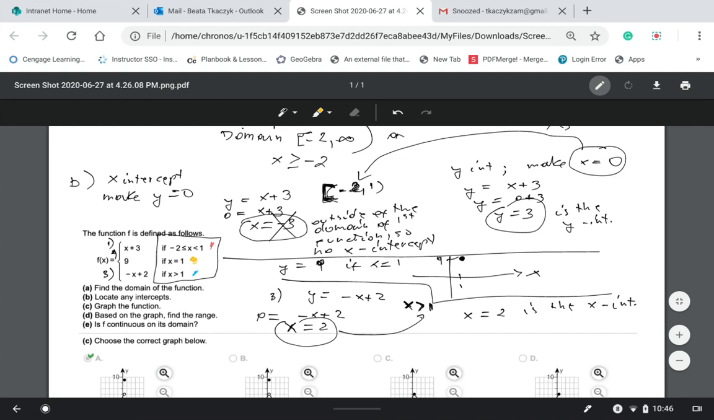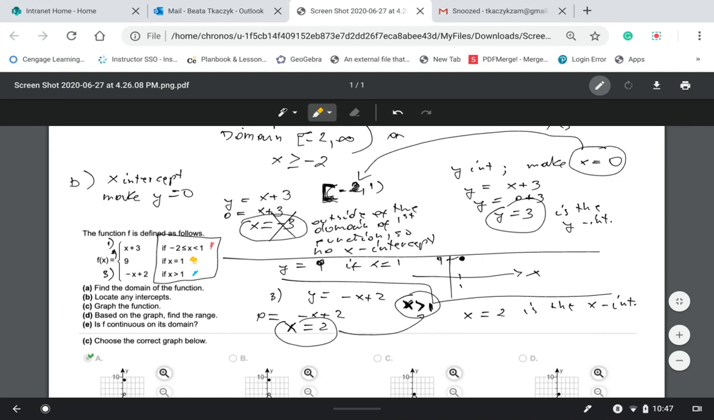Now the question is, can we find the y-intercept for the third function? To find the y-intercept for the third function, you have to make x equal 0. However, that doesn't make sense because look what happened. The third function works only for x greater than 1. So we cannot find the y-intercept for the third function because x equals 0 is outside of the domain for the third function. Okay, so there's no y-intercept for the third function.